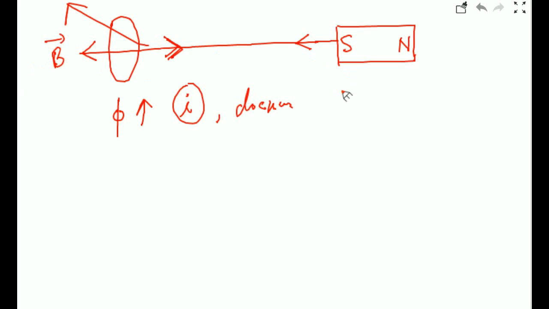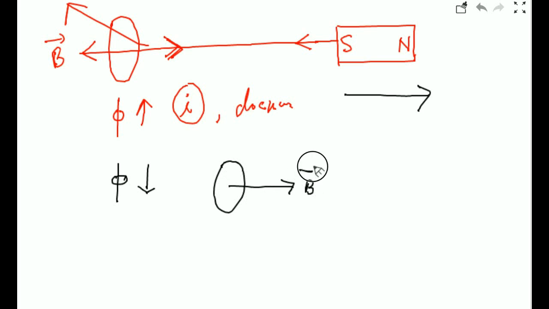Second case, when this coil is going away, the direction of the magnetic field will be the same, but flux is decreasing. So flux will decrease, which means you have to select a current in the coil that is going to support the magnetic field. In this direction you have the initial magnetic field, so the direction of current is anti-clockwise. Let's discuss another example.